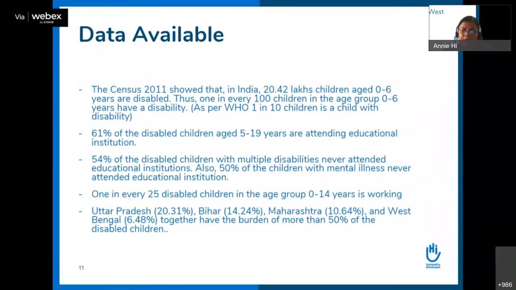These are some of the figures, and I know most of you are from Andhra Pradesh. Unfortunately, I don't have a specific figure for children with disabilities in Andhra. But what I can tell you is that Uttar Pradesh, Bihar, Maharashtra, West Bengal, all these states together, unfortunately, have almost 50% of the burden of children with disabilities. So this is saying that the maximum number of children with disabilities are found in these states.